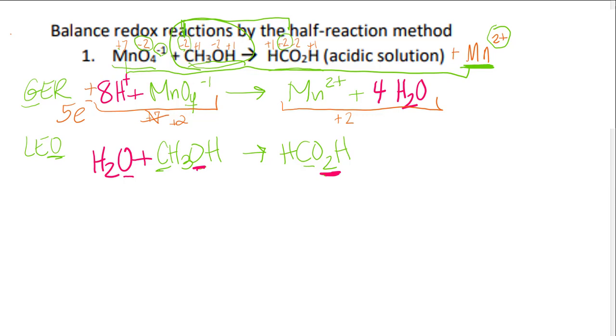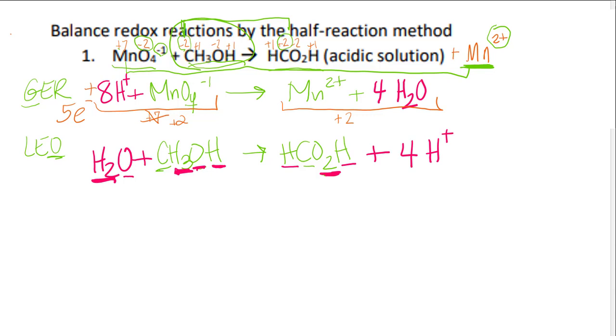Okay, now we need to balance H's. How many H's do I have on the left? I've got 1 plus 3 is 4, plus that 2 is 6. I have 6 H's. I need 6 H's on the right. Right now I only have 1, 2. So I need to add 4 H pluses.